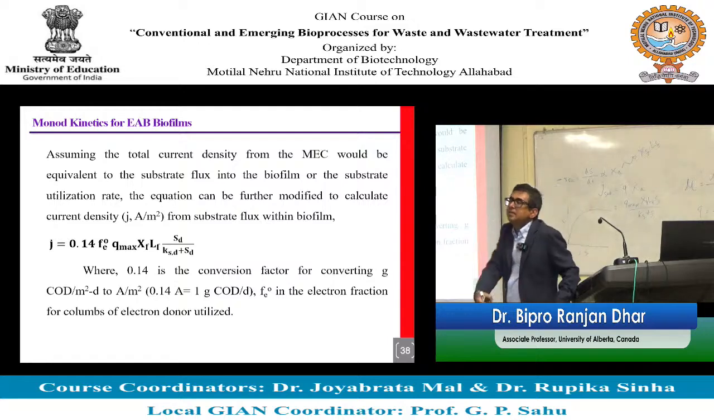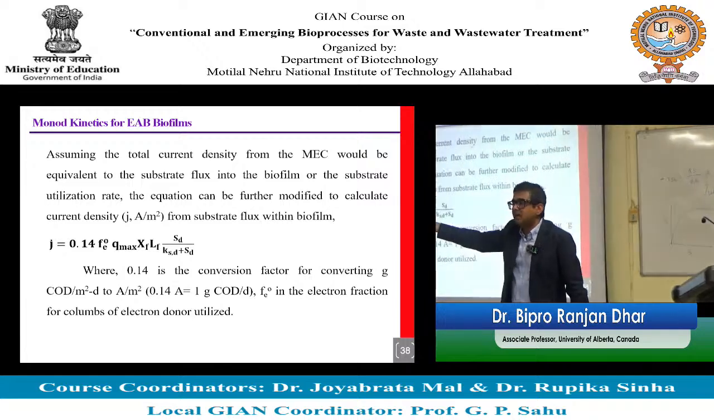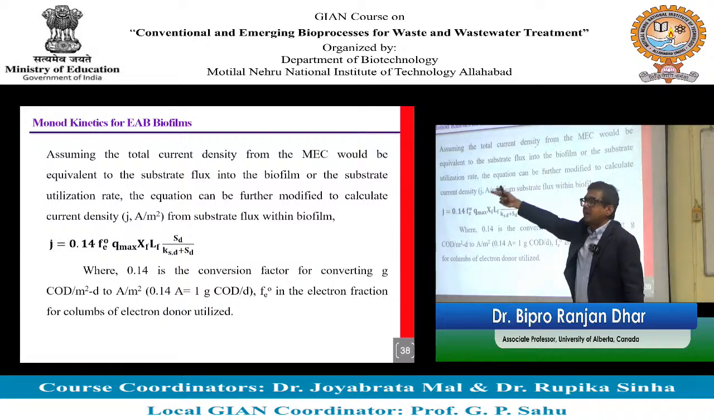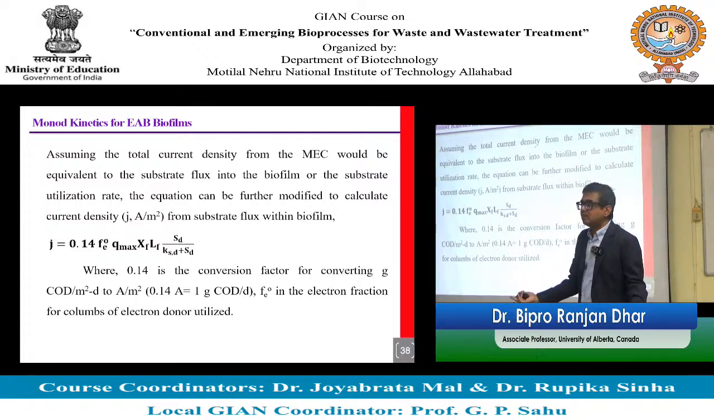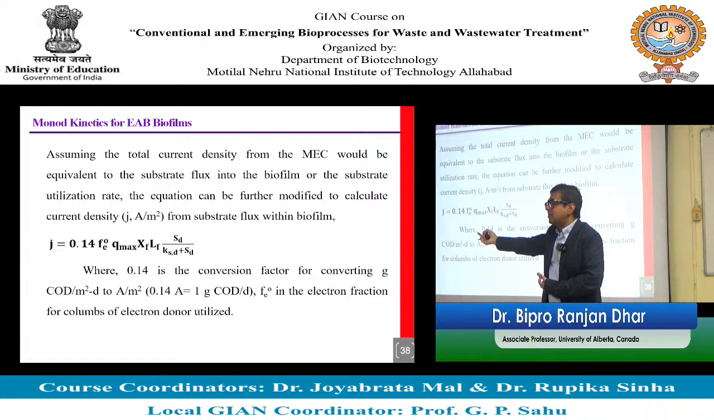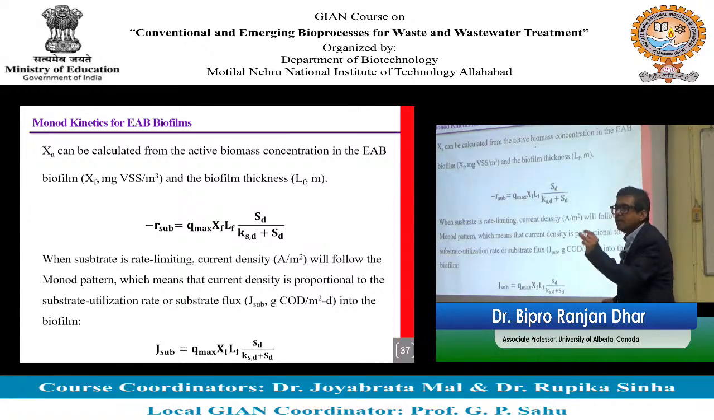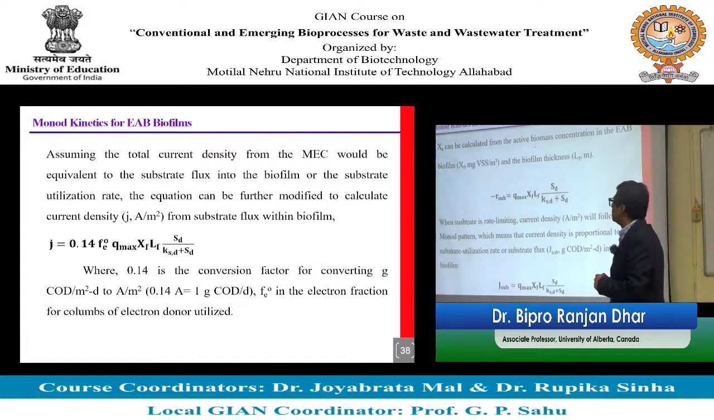But one thing is, current is coulomb per second, or ampere, so it's an electron transfer rate. But our substrate in a biological process is COD, right? One thing is COD and one thing is current. So I cannot just directly consider this as my current. I have to introduce some term that can allow me to convert COD to current. And how can I do that?